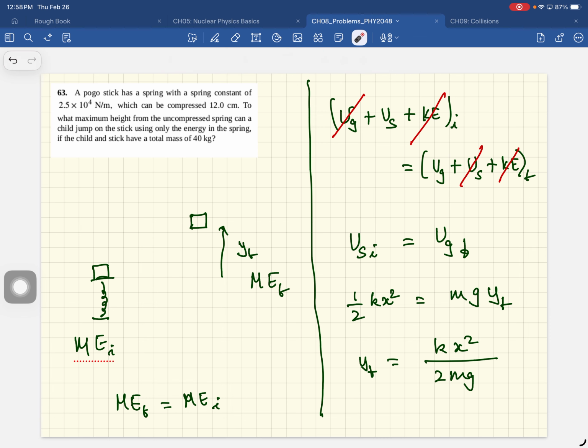Again, in this problem, the energy stored in the spring got converted to gravitational potential energy. As it's rising up, it was moving faster, and when you first took off from the spring, you were going the fastest, and you slowed down and came to rest there. All right, so let's calculate this.